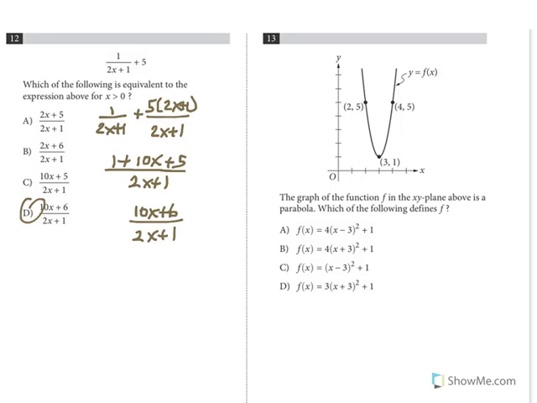The graph of the function f in the xy-plane above is a parabola. Which of the following defines f? All right, so we're talking about a parabola of the form y equals a, and looking at our answer choices, (x minus h) squared plus k.